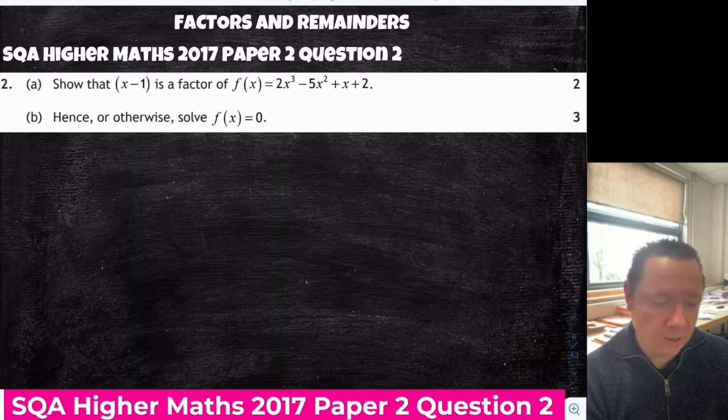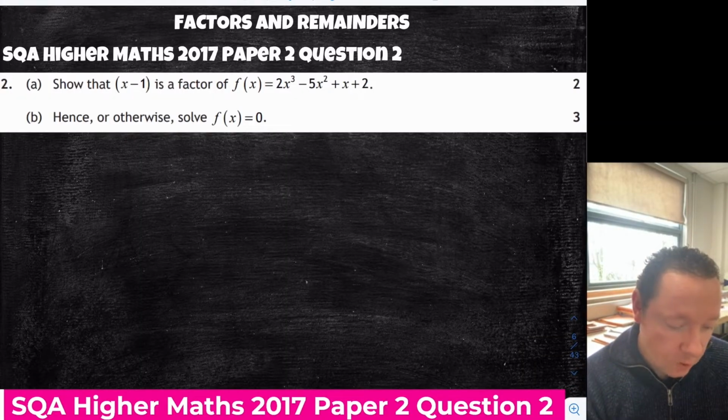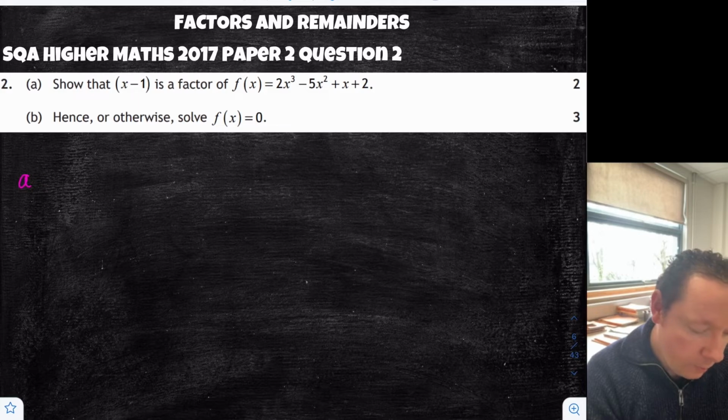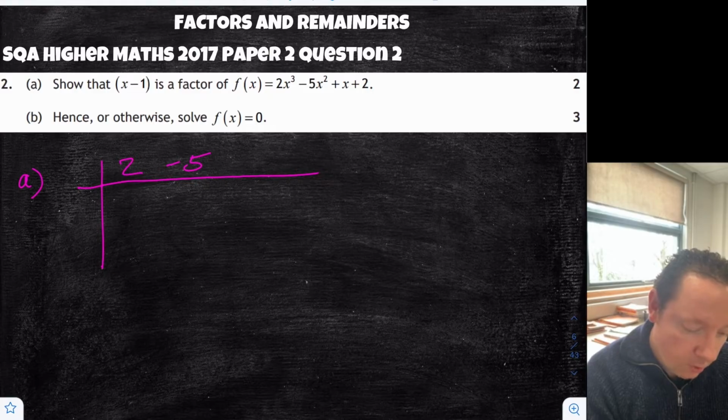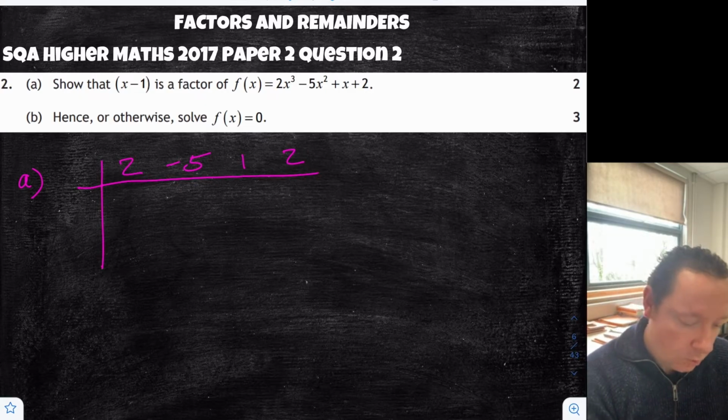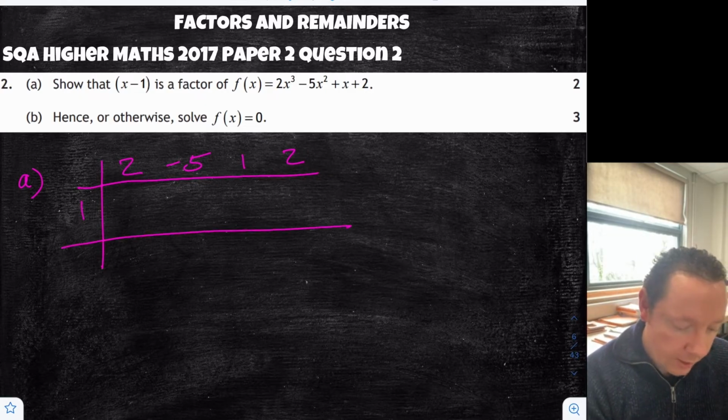Okay, factors and remainders, SQA Higher Maths 2017, Paper 2, Question 2. Show that x minus 1 is a factor of f of x, and hence, or otherwise, solve f of x equal to 0. So for part A, we could use synthetic division. So we get 2x cubed minus 5x squared plus 1x plus 2, and we're showing x minus 1 is a factor, which means that 1 is a root, so I'm subbing 1 in.